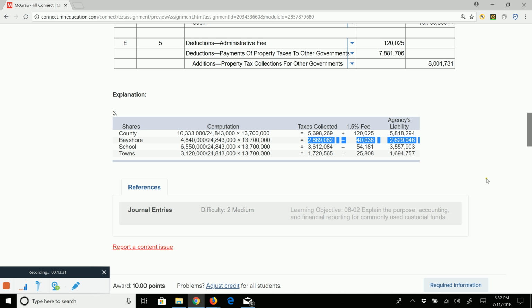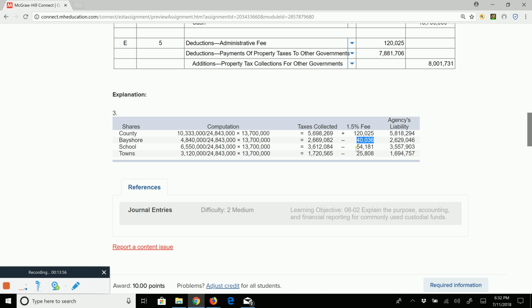And then you do the same thing with the school district. Figure out 1.5% of the $3,612,000 that was collected. That works out to $54,181. Okay, so the difference is the liability, $3,557,903. You do the same thing with the other towns.